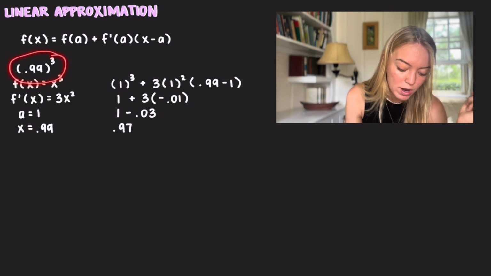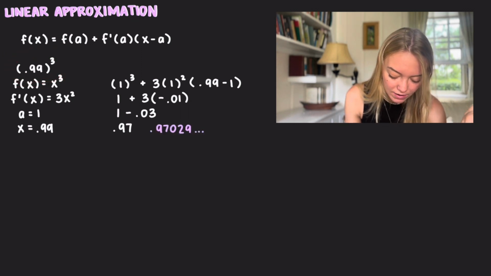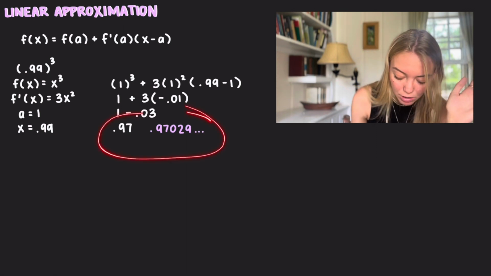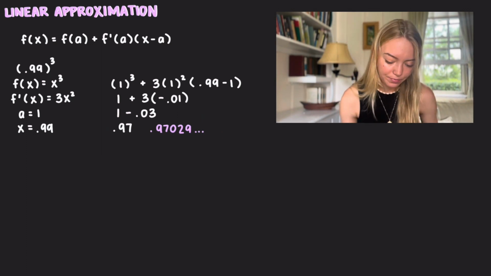If we plug 0.99 cubed into the calculator, we're going to get 0.97029, which is pretty close, honestly. So, cool. Let's try another example.